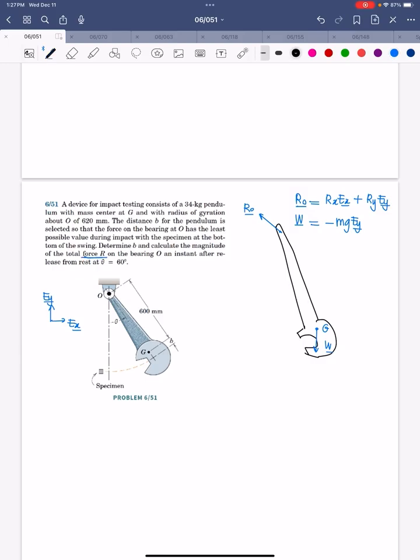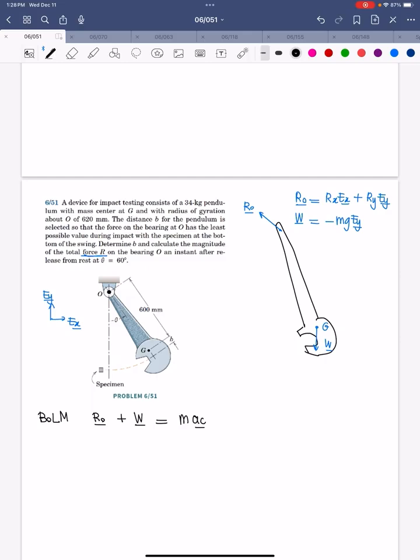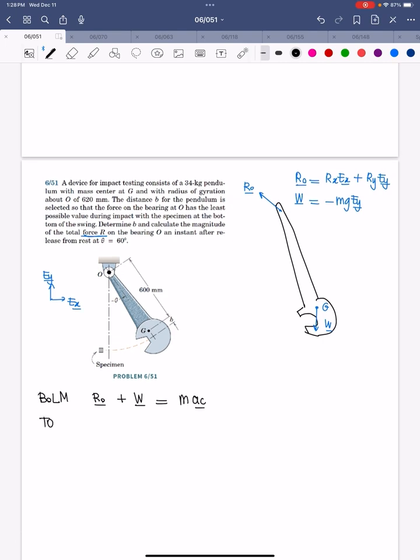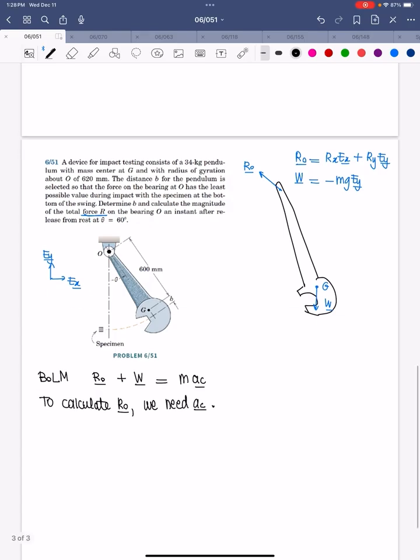If I want to calculate the reaction force at O, one equation that contains RO is the balance of linear momentum, which says that RO plus the weight is equal to the mass of the pendulum times the acceleration of the center of mass. So actually, if we know the acceleration of the center of mass, we can find RO. So we need to calculate AC to calculate RO. One way to calculate AC is by using the kinematics.